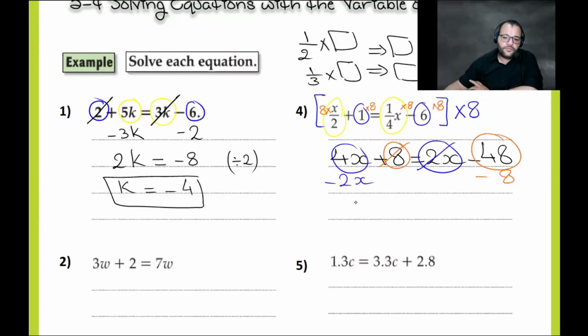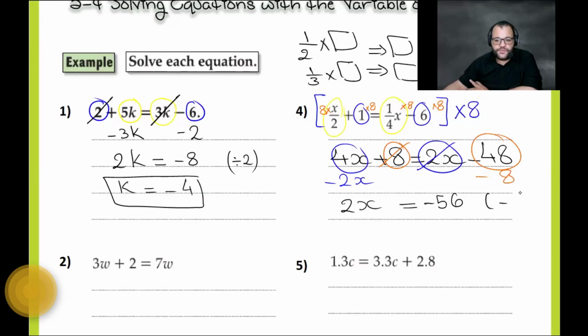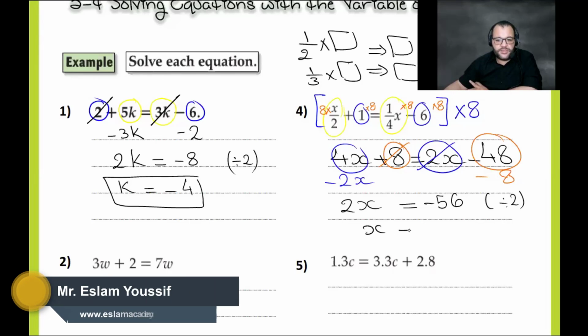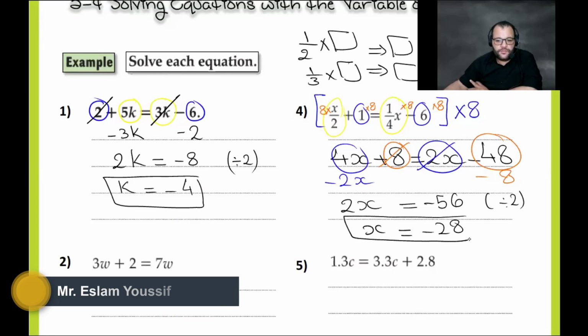Okay. So now we need to solve 4x minus 2x equals 2x, and negative 48 minus 8 equals negative 56. Now we need to divide by 2. It means x is equal to negative 28.